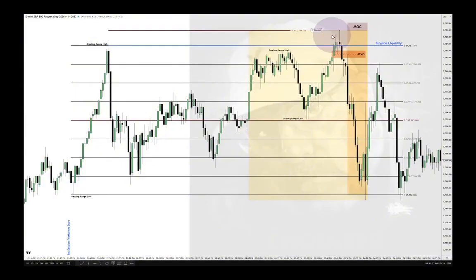So what happens if I would have got stopped out? Say it went higher here. Well, once it broke below this again, then I would use this fair value gap to go short again. That's what I would do.